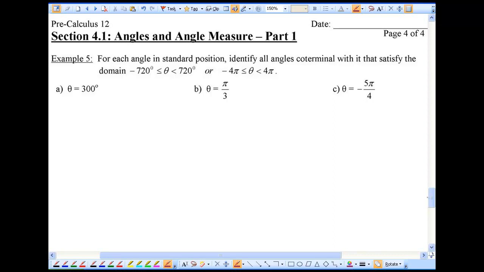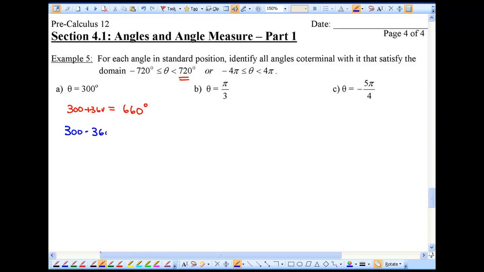Okay, well, that's pretty straightforward. Just like before, we just have to keep adding and subtracting 360 or 2 pi. Easy. 300 plus 360. How about 660? Should I add another 360 more? Probably not, because I want to stop at 720. So let me just go backwards now and subtract from 300.